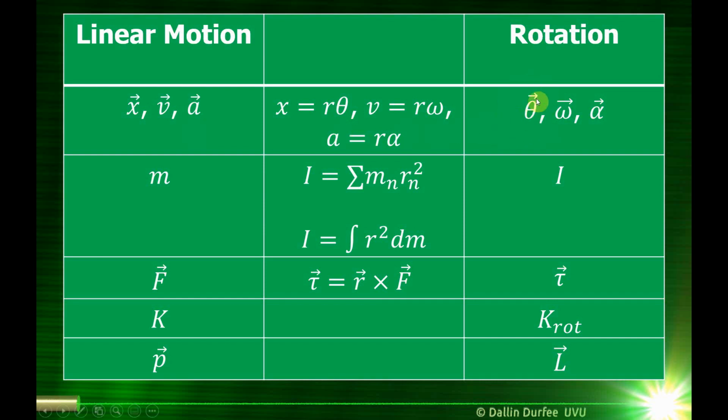Well, if something's rotating, I can describe how far it's rotated with an angle theta. If I take the time derivative of that, I get omega, the angular velocity. Time derivative of that, I get alpha, the angular acceleration.